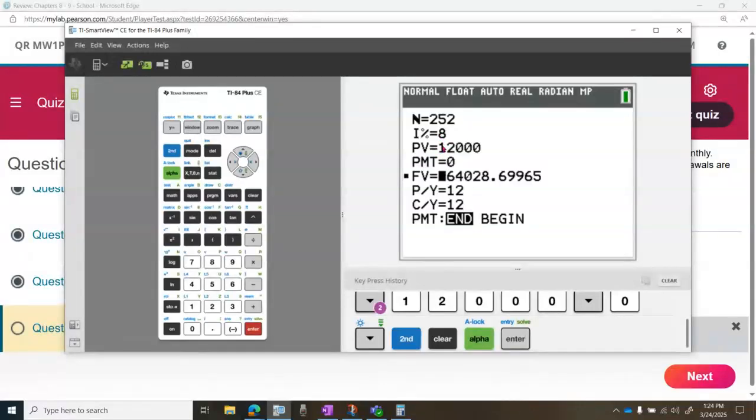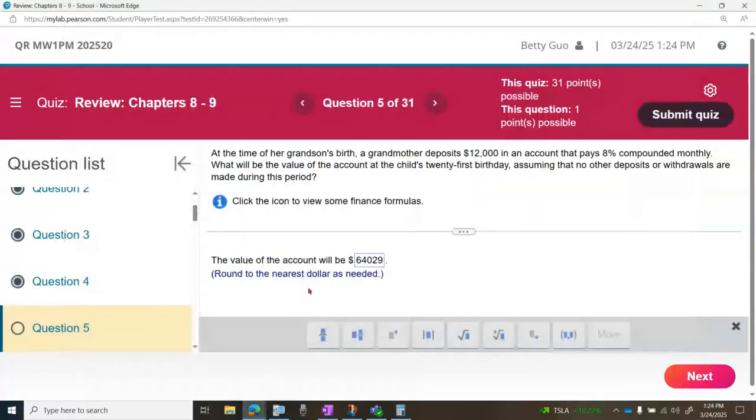Present value is the lump sum the grandma put in the account at the very beginning. No payment, so PMT is 0. P per Y, C per Y are little n, 12. And solve for future value and just round it properly. Rounding is very, very important.